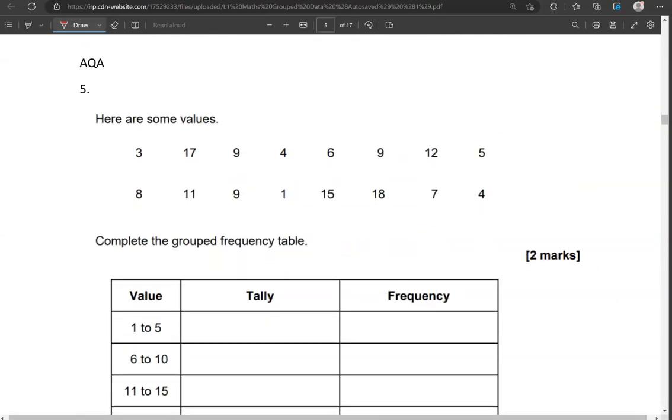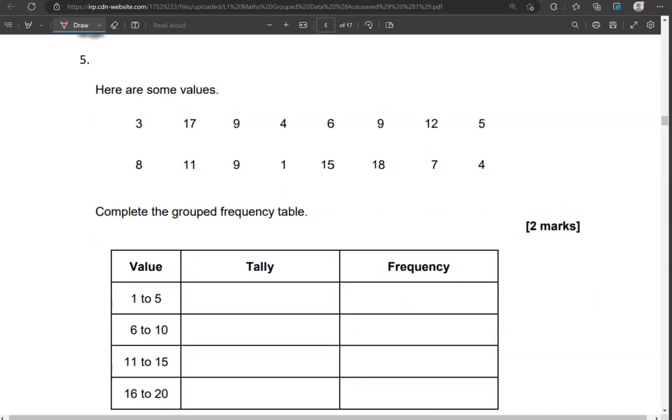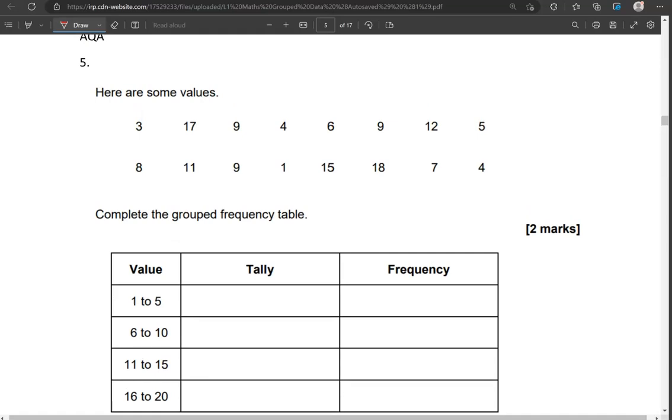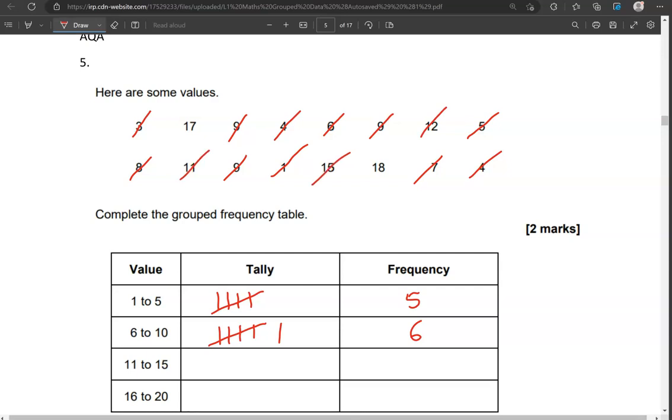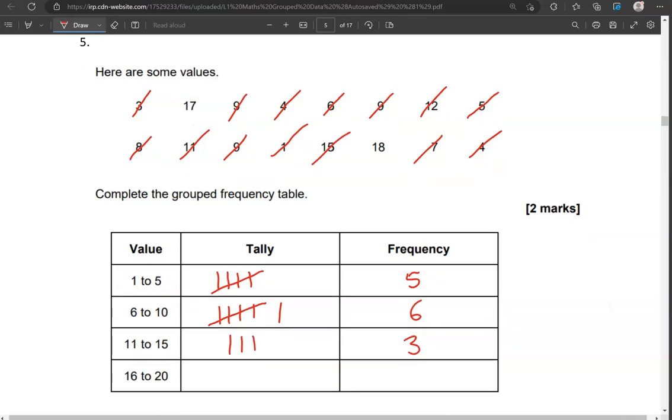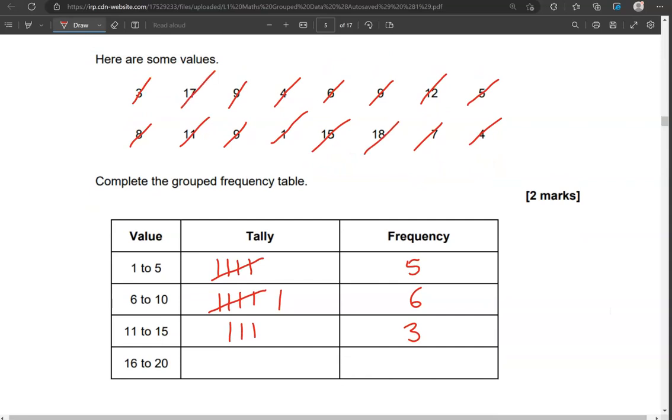Here are some values. Complete the group frequency table. So value 1 to 5, I'm going to show tally and then frequency. So there we have 1, 2, 3, 4, 5. Six to 10, we have 1, 2, 3, 4, 5, 6. 11 to 15, we have 1, 2, 3. 16 to 20, we have 1, 2.